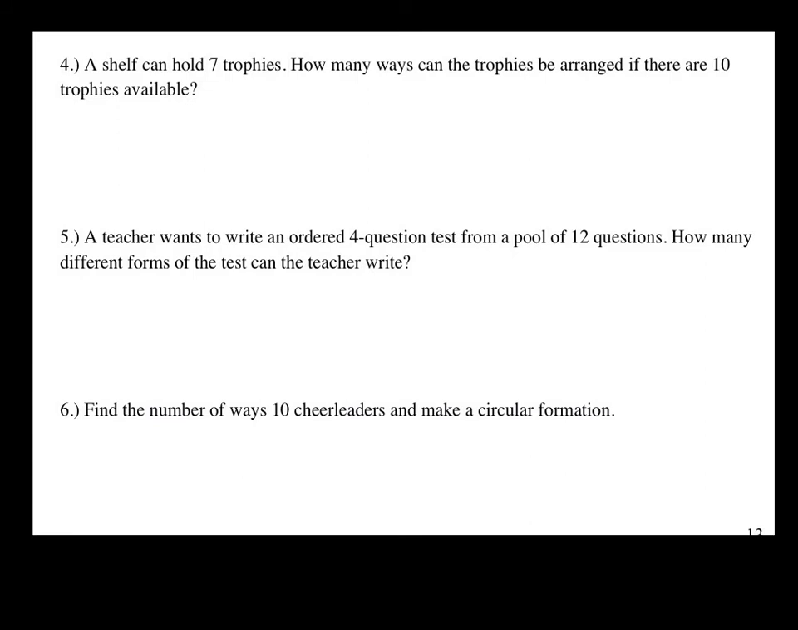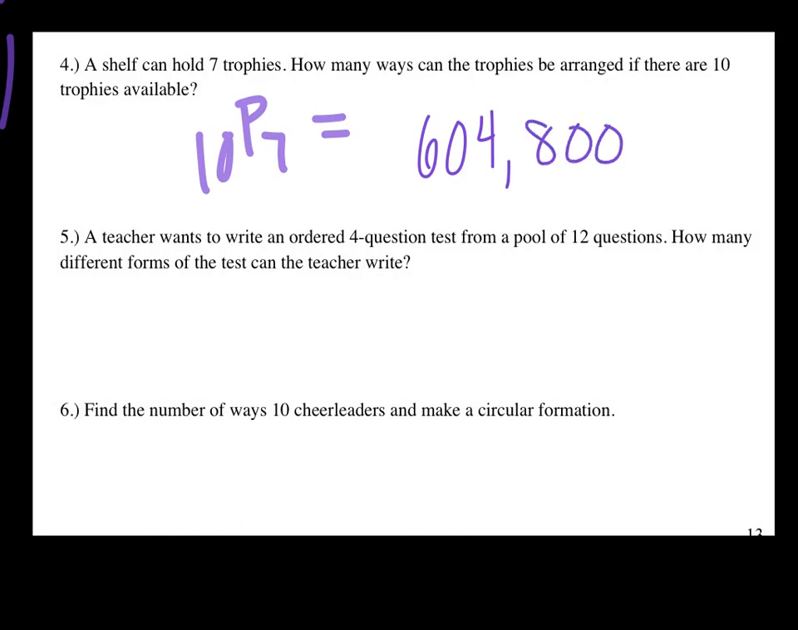Number 4, it says, a shelf can hold 7 trophies. How many ways can the trophies be arranged if there are 10 trophies available? So, we've got a total of 10. We're picking 7. So 10 pick 7 is going to be 604,800 ways to arrange the 7 of 10 of your trophies.